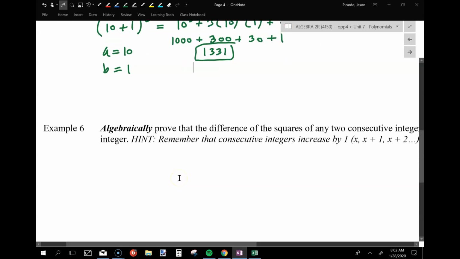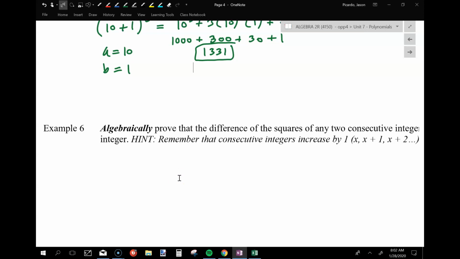All right, example 6, guys, I am not going to do with you right now. I'm going to do this at the beginning of the next class. We're going to use it as an introduction to the next piece we're going to do.